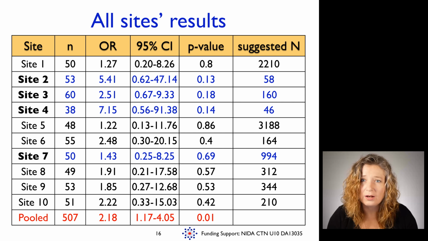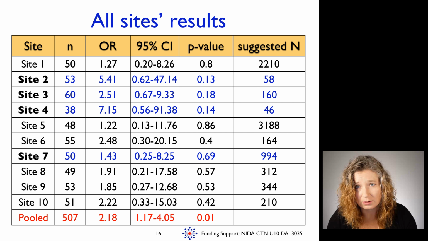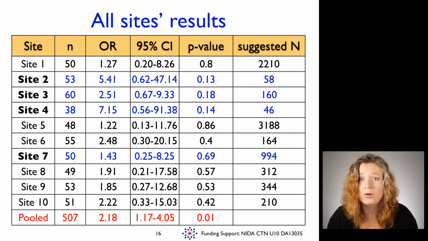However, when we analyze all 10 sites together as one large RCT, all 507 subjects together, the resulting pooled odds ratio was 2.18, and it was significant. So in conclusion, our large randomized clinical trial actually was significant, and TRX was significantly better than tau, but only when we combine all 10 sites together. When we looked at each site separately, we got very variable results with a lot of spread among the odds ratios, and none of them was significant.